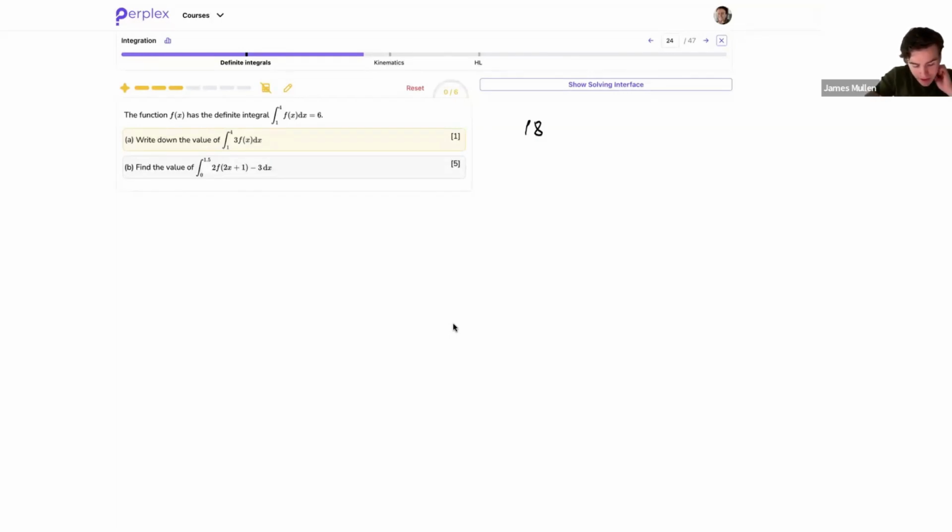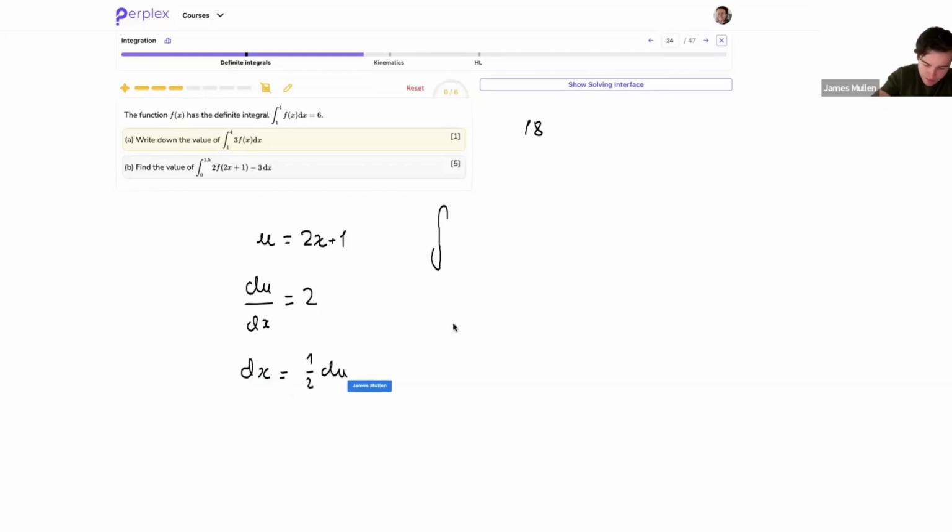Now in part B, I'm trying to find the value of the integral from 0 up to 1.5 of 2 times f of 2x plus 1 minus 3. All right, so I'm going to take that integral from 0 up to 1.5, and I don't have to do a u substitution, but it's going to make my life easier. I'm going to say u is equal to 2x plus 1. Now du by dx is just equal to 2, and so dx is equal to half du. So my integral can be written as the integral of 2f of u du, then minus the integral of 3 dx or du. It doesn't really matter which one you do.